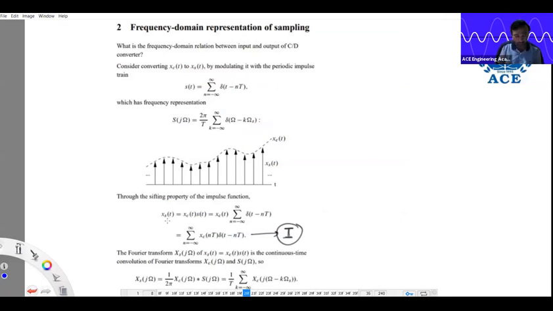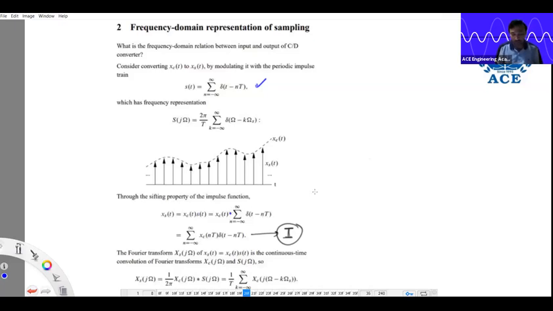Listen. So the ideally sampled signal is the product of the continuous signal and the periodic impulse train. What is the periodic impulse train? General form, sigma n from minus infinity to infinity delta of t minus nTs.